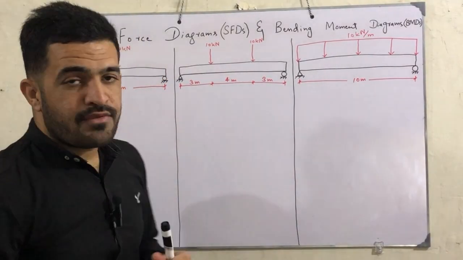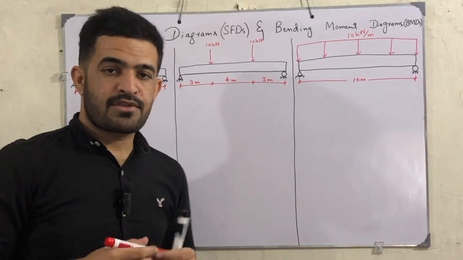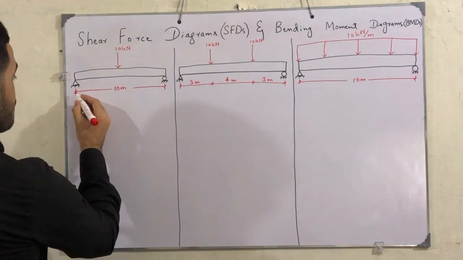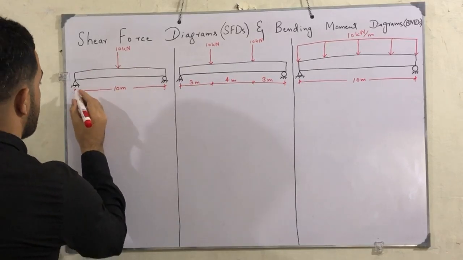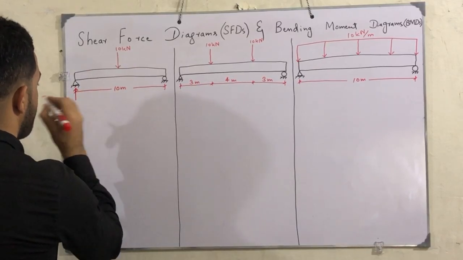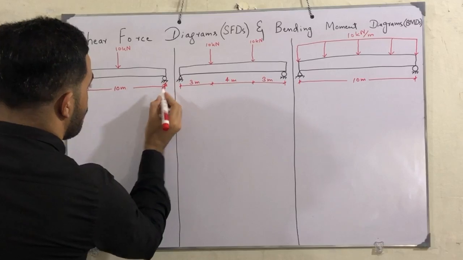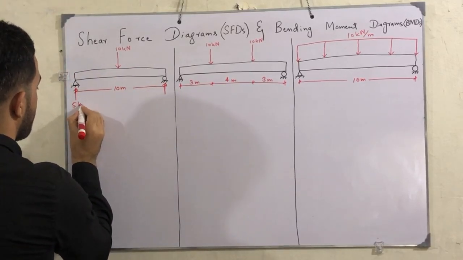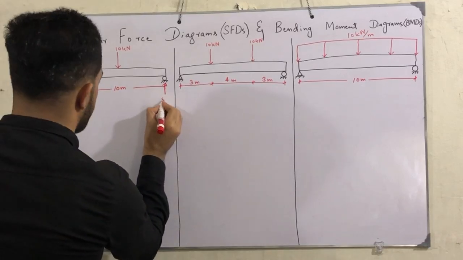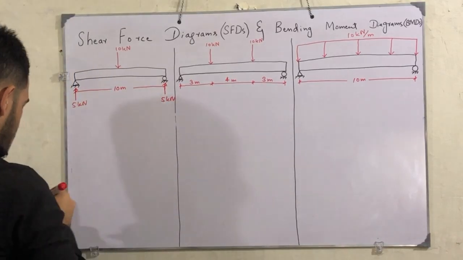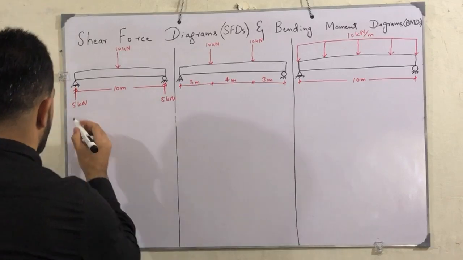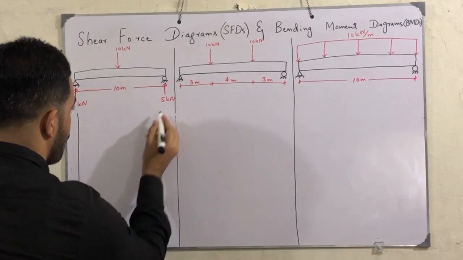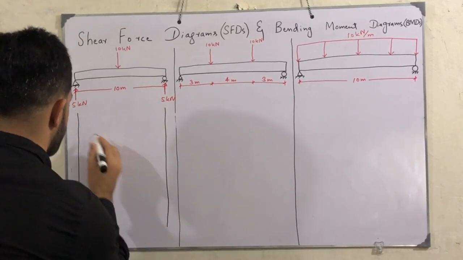In order to find the shear force and bending moment diagrams, the very first step is to find the reactions. As we know, it is a 10 kilonewton force applied in the center. So both reactions will be 5 kilonewton; it will be divided in two parts. So 5 kilonewton will be here, and 5 kilonewton over here. And now we need to draw the shear force and bending moment diagrams.